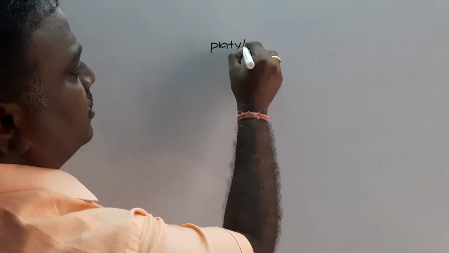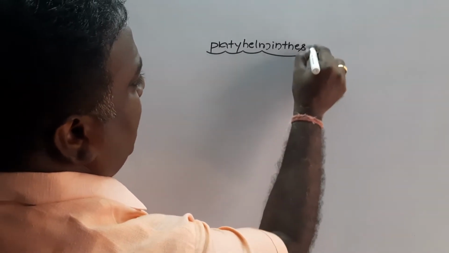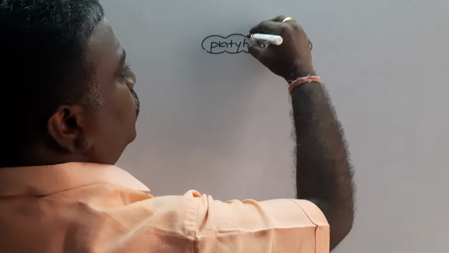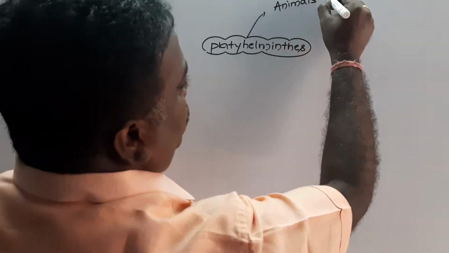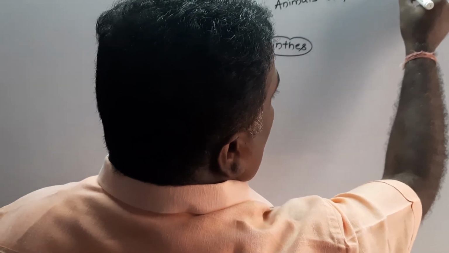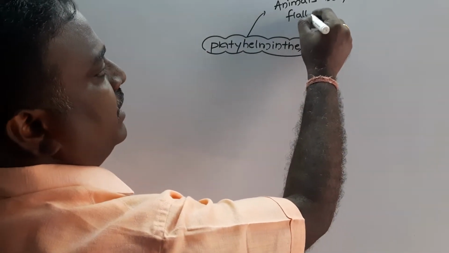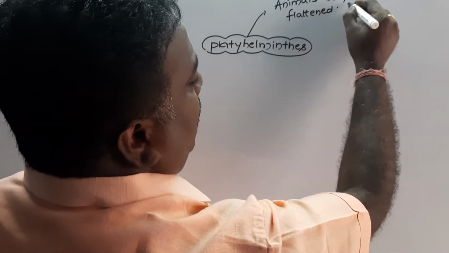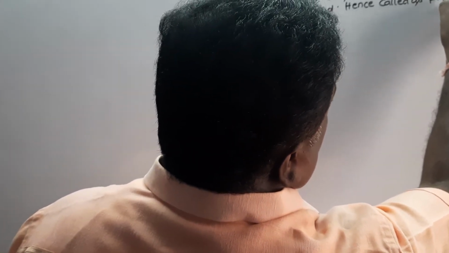So what is the chapter of this? This is nothing but Platyhelminthes. What is the meaning of platy? Platy means nothing but flattened. So the Platyhelminthes include the animals whose body is said to be dorso-ventrally flattened. As these animals' body is dorso-ventrally flattened, hence these animals are commonly called flatworms. Why are these animals called flatworms? Because their body is dorso-ventrally flattened.